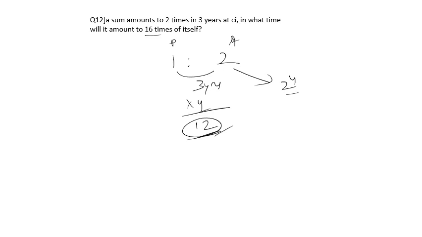Had this been, let's say, 64 times, how many years would it be? 64 times means this is 2 to the power 6. So you will say 3 into 6, 18 years. I hope this part is clear. Very simple questions. Now moving to the next.